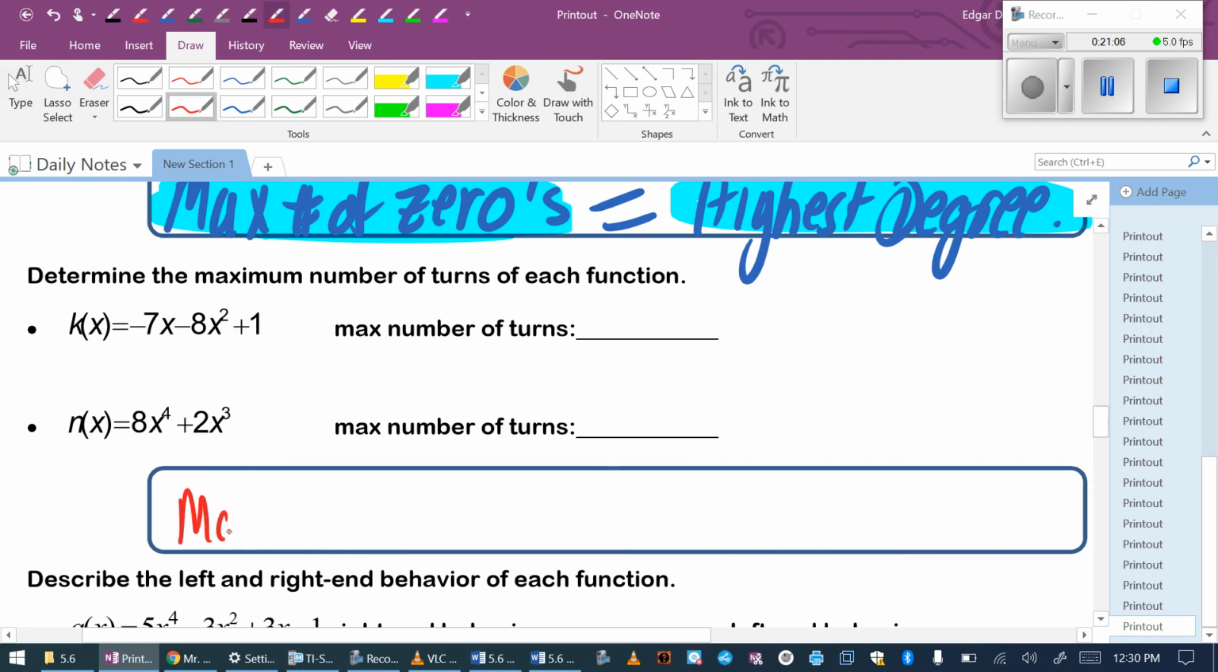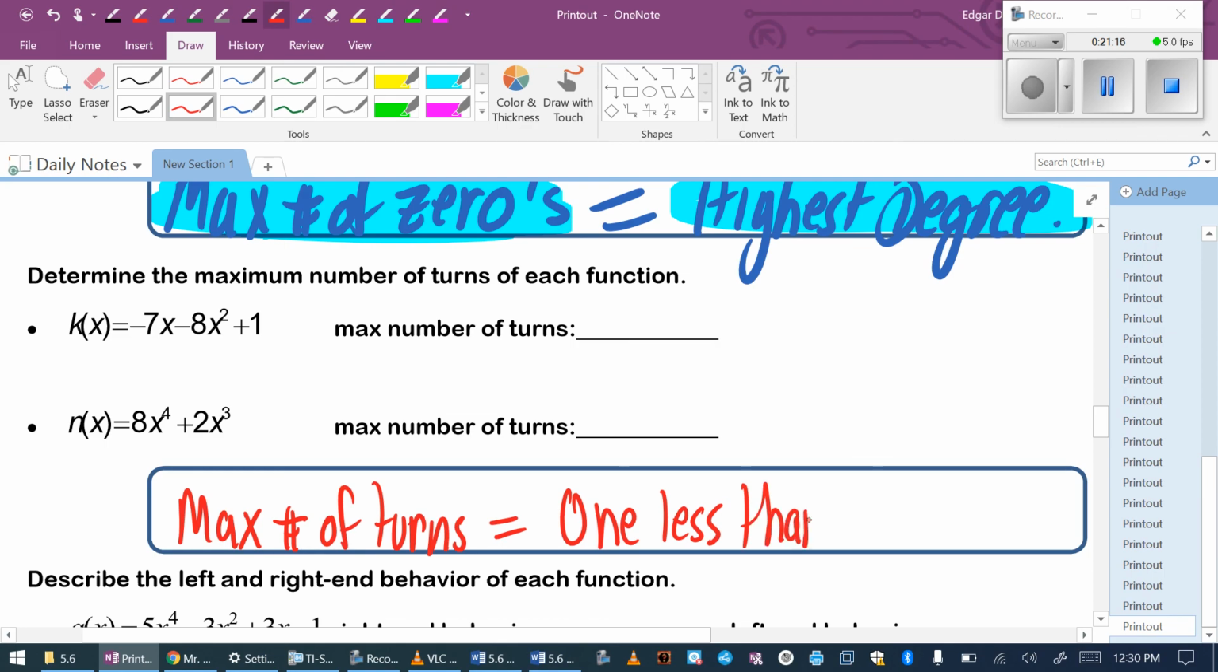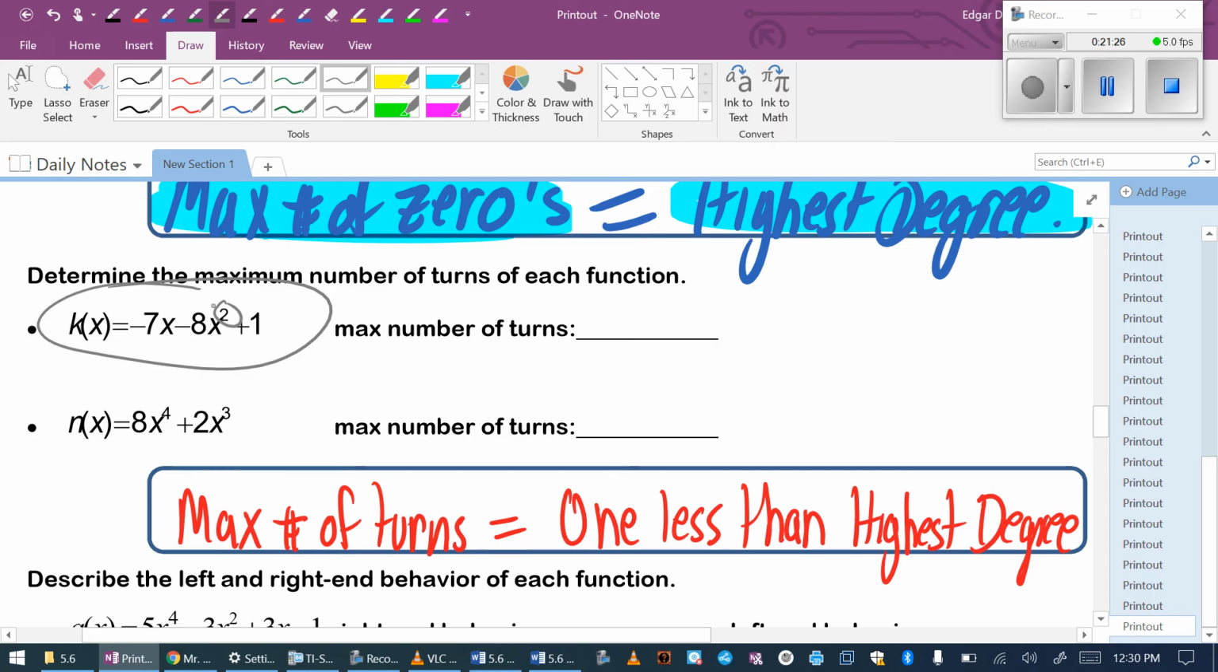Well, max number of terms is equal to 1 less than the highest degree. 1 less than the highest degree. So, highest degree in k of x is this little 2 right there. Now, if that's 2, then the maximum number of turns is 1 less than that. So, the max number of turns is just 1.